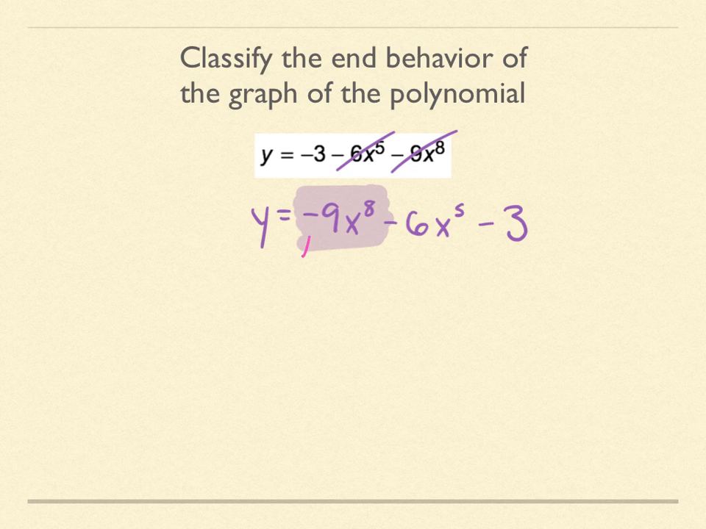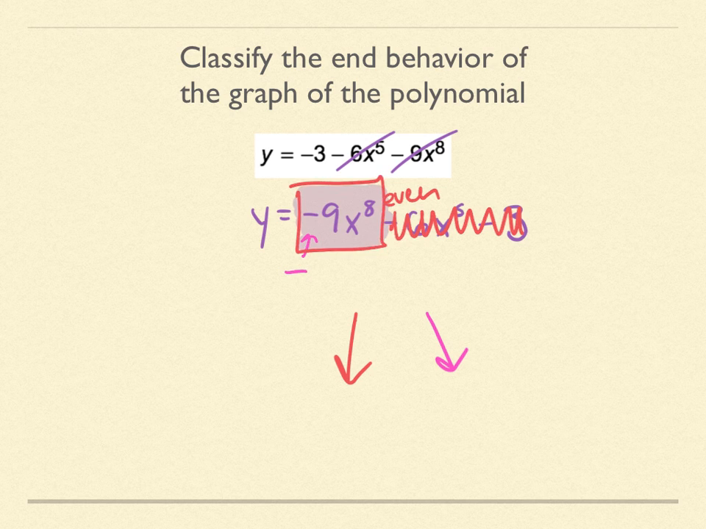Is it positive or negative? It's negative. So what does that tell us about our right arrow? It goes down. Is it even or odd? Even. So it's the same. So we have down and down. We ignore everything else behind it. We're only looking at our first term. So it's important that you put it in standard form first so you know what your first term is. Everything else doesn't matter.